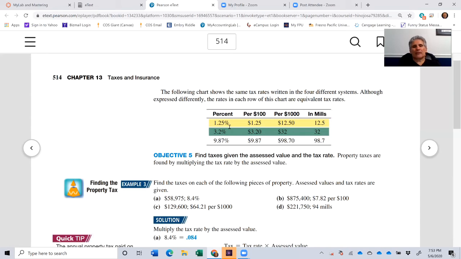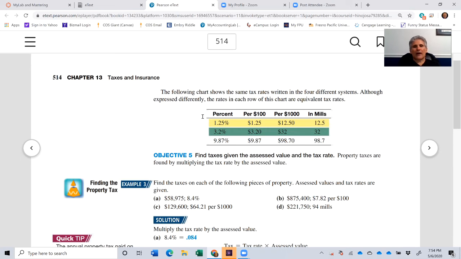So as an example, if you have a 1.25% tax rate, that's equivalent to $1.25 per 100, or $12.50 per 1,000, or 12.5 mils. 3.2% is equivalent to $3.20 per 100, $32 per 1,000, and 32 mils. The only reason why I think some counties or governments use any of these is to make it more confusing, and the average person may not be able to just see it and understand it. So the simpler way is just to give a percent, right? And you're good to go.